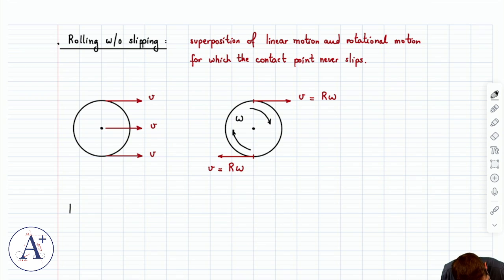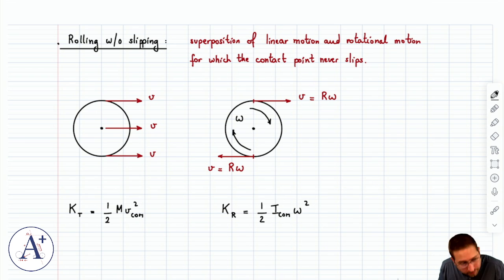By the way, K for translational motion is going to be 1/2 m v center of mass squared, and then K for rotational motion is going to be 1/2 I center of mass omega squared. So it has a moment of inertia, I center of mass, let's call it.